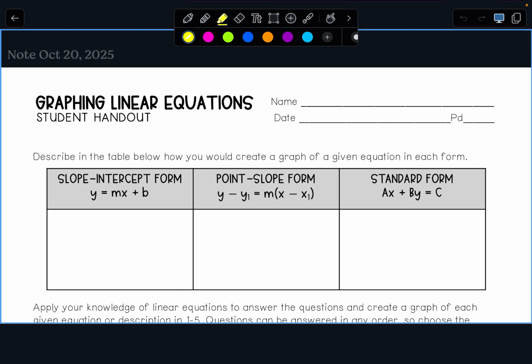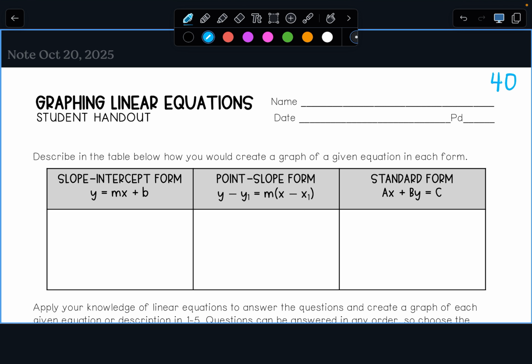Right, graphing linear equations. That is going to be page 40 in your notes. First, it says, describe in the table below how you would create a graph of a given equation in each form. Last week we spent time learning different methods to graph lines, just like we learned how to find the slope using the slope formula and also rise over run when we have a graph.